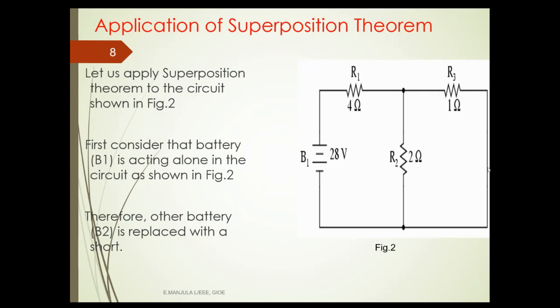So battery 2 is taken out. Therefore the other battery B2 is replaced with a short. There is no internal resistance, hence we directly shorted it here. So this is the network.